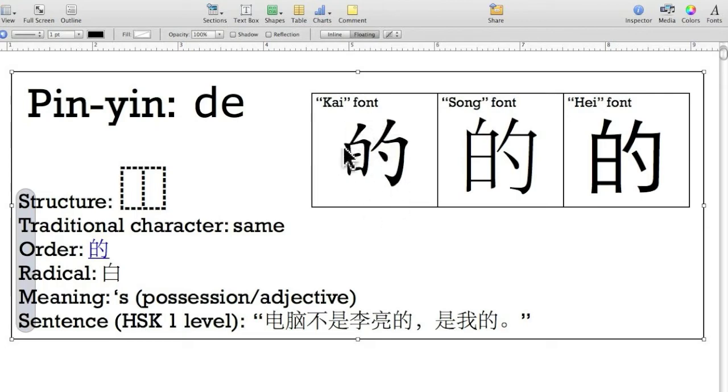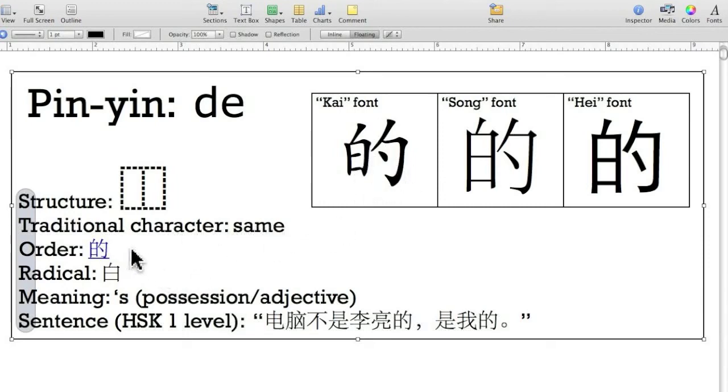Here's the Kai font again that we just saw in that previous graphic. That was the most modern one. We use the Kai font today in classes where we want to type in a more cultural looking way, where it looks like fancy brush strokes. But in newspapers and books, the font usually used in any sort of formal text would be this Song font. And the Hei font is also nice because it has this sort of thick block format. The pinyin is D-E, no tone mark. The structure is left-right. The traditional character is the same as the simplified character.